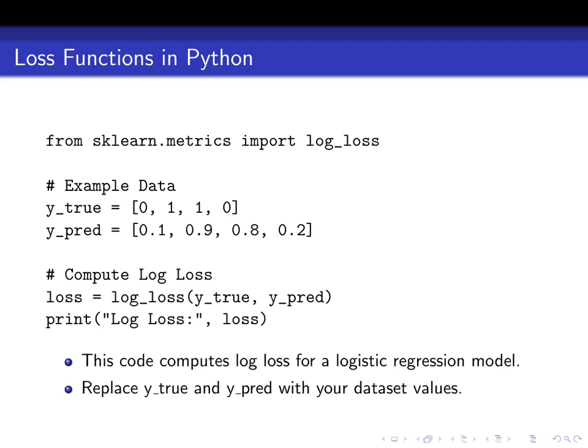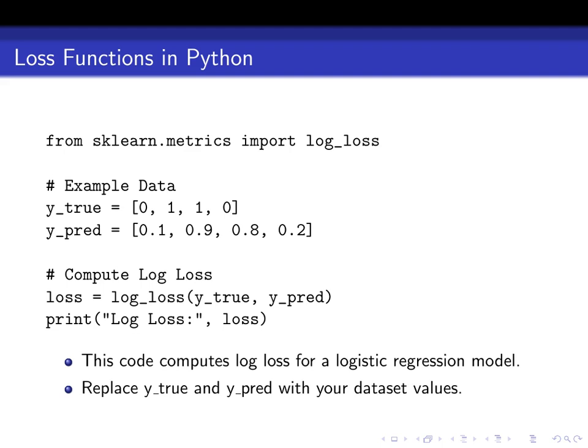Python provides powerful tools to compute loss functions. Using libraries like scikit-learn, you can calculate metrics like log loss with just a few lines of code. This makes it easy to evaluate your classification models and make improvements as needed. For instance, you can input observed class labels and predicted probabilities to quickly compute the log loss and assess model performance.